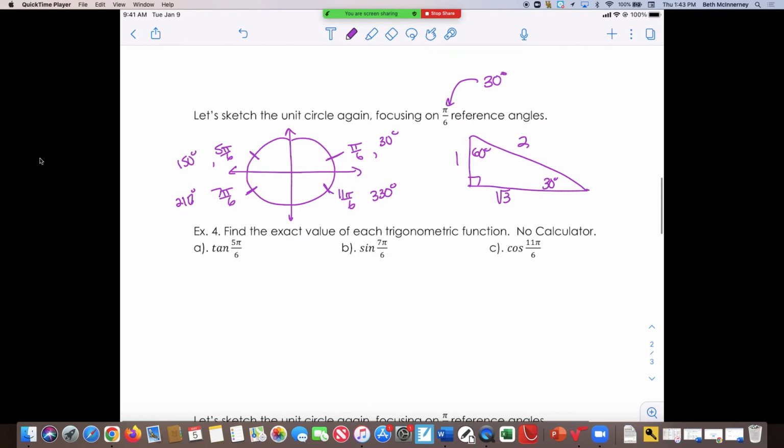All right, I'm going to do the first one and then give you about a minute to do the other two. If I want to find the tangent of 5 pi over 6 without a calculator, I know that 5 pi over 6 is in the second quadrant. All Students Take Calculus: in the second quadrant, tangent is negative. My reference angle is pi over 6, or 30 degrees. Tangent of 30 is 1 over square root 3. So this is negative square root 3 over 3.